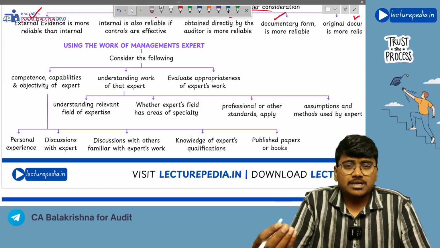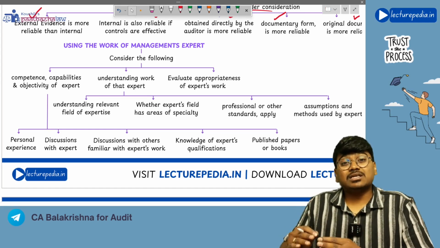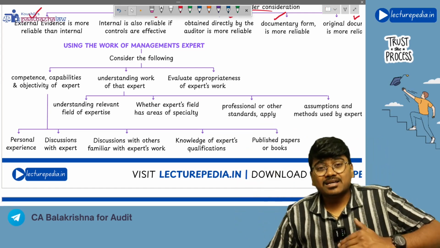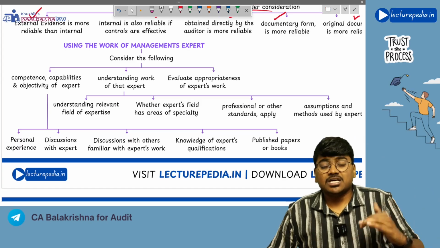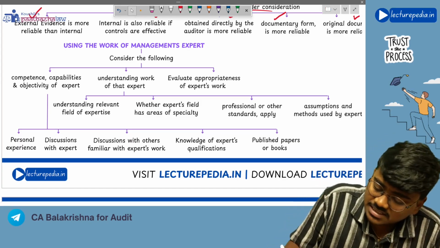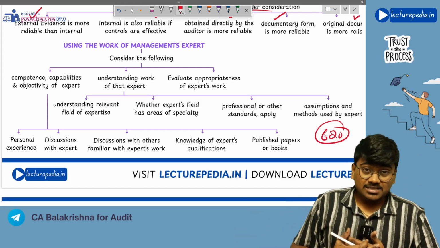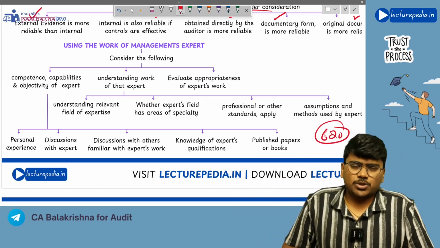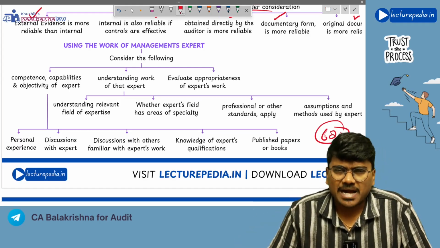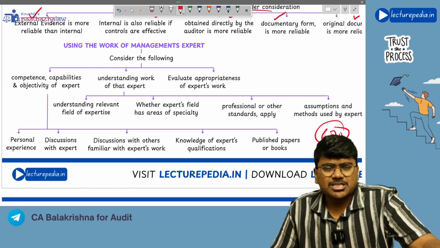So for that purpose, the auditor has two options. If the auditor wants, he can use the same management expert, or the auditor can hire his own auditor's expert. If the auditor chooses to hire his own expert, that will be covered in SA 620, using the work of an auditor's expert. If the auditor decides to use the work of the management's expert only, then that is covered by SA 500. Now, before deciding to use the work of a management expert, what are the aspects that you need to consider?